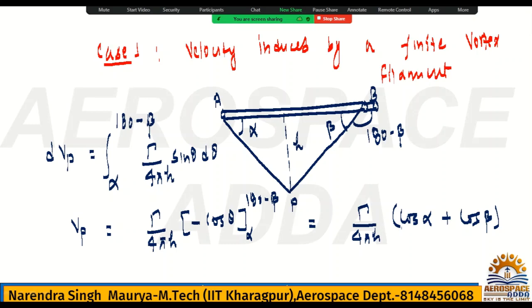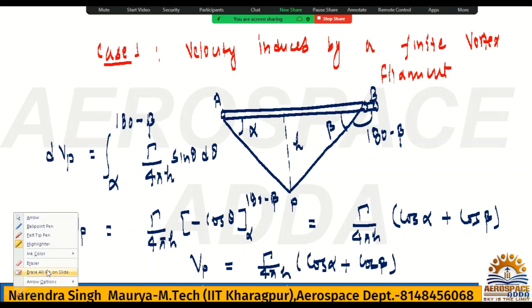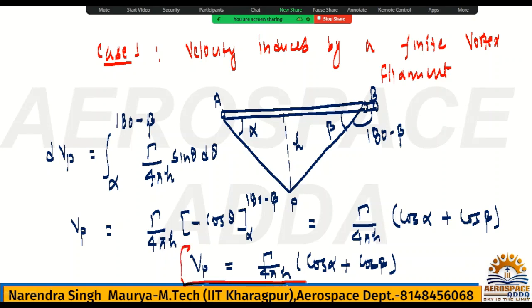So this is the Vp. Okay, Vp is what? Induced velocity at point P. It is nothing but circulation upon 4 pi h into (cos alpha plus cos beta). Okay, this is a very standard formula. And for the finite vortex filament we have calculated, now we can use the assumptions: semi-infinite, infinite, yes or no? This is the induced velocity at point P.